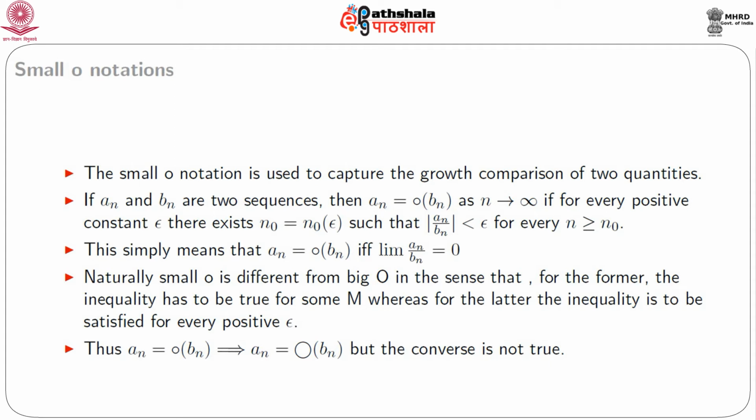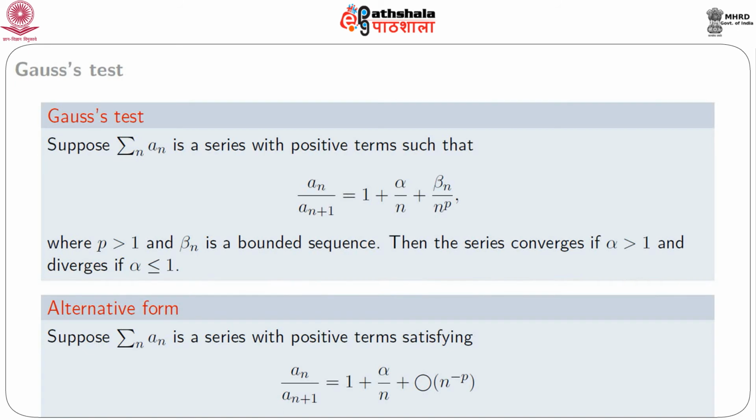Naturally, small o is different from big O in the sense that for the former the inequality has to be true for some m, whereas for the latter the inequality is to be satisfied for every positive epsilon. Thus, an equal to small o of bn implies an is also big O of bn, but the converse is not true.